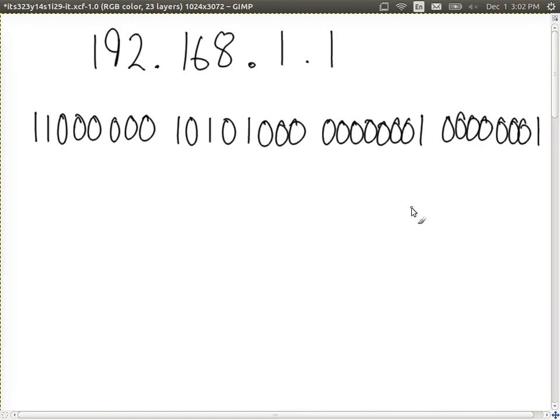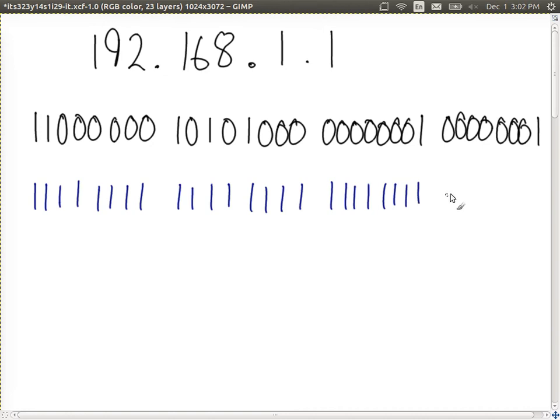But in fact, each IP address also comes with a subnet mask. I'll give you the subnet mask in binary first, and then we'll see how it's used. So the subnet mask, in this example, I'll try and line them up. Here's our subnet mask. And to save you counting, that's 24 ones followed by 8 zeros. What it tells us is that this IP address, 192.168.1.1, the first 24 bits identify the subnet for this device.